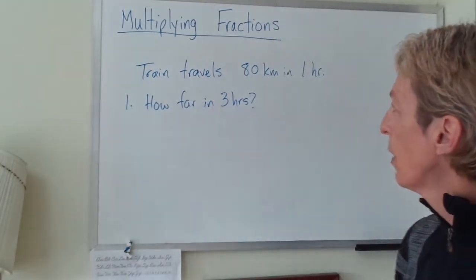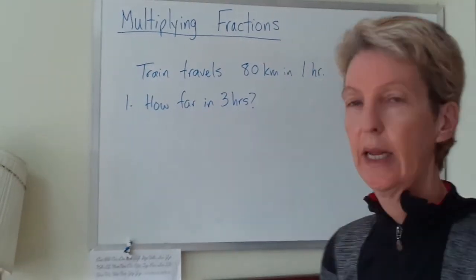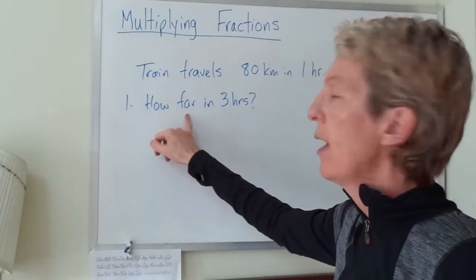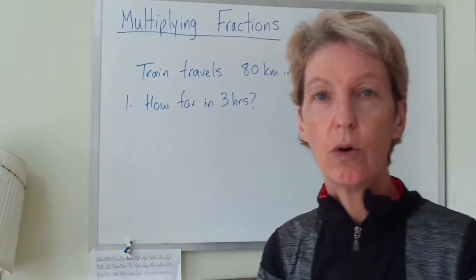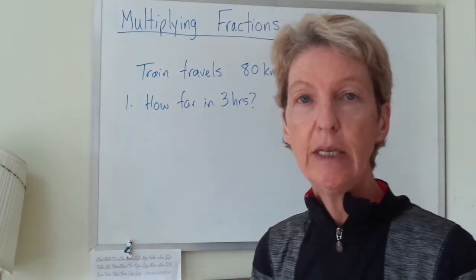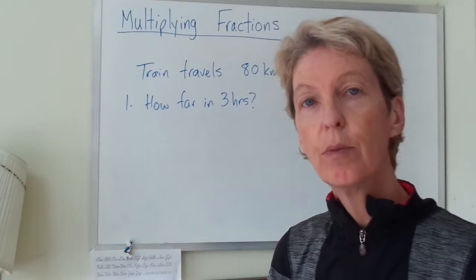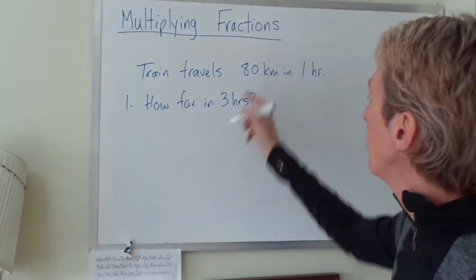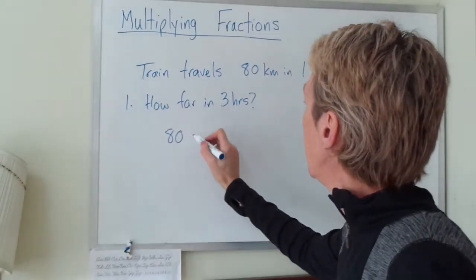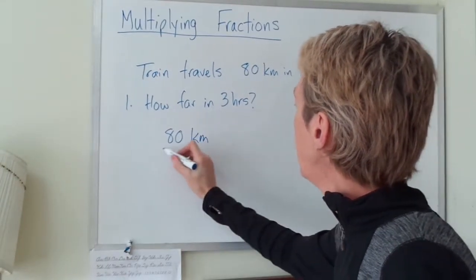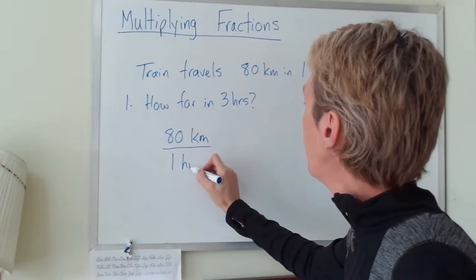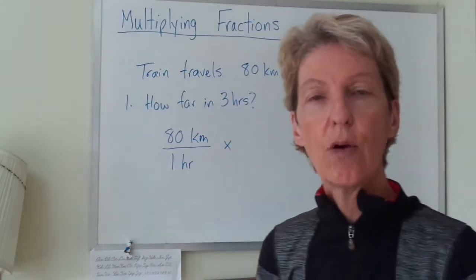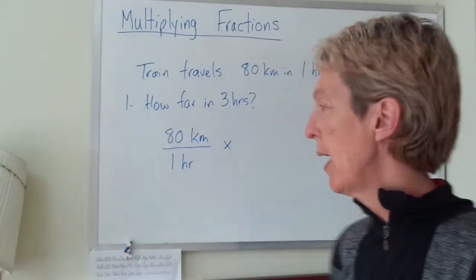So the first thing we do is understand the question. The question is asking how far. So we know our answer has to be distance. Our answer must be in kilometers. The information that we're given is that the train travels 80 kilometers in 1 hour. And they're asking how far does it travel in 3 hours.